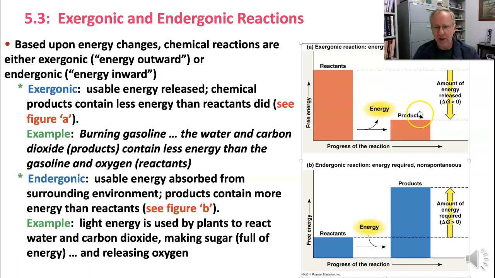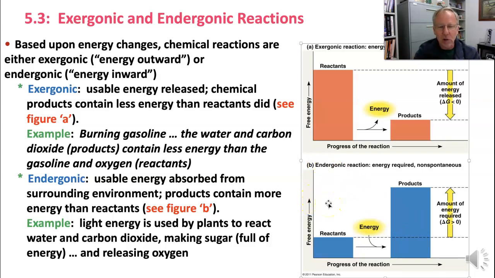So that's exergonic. The bottom figure is showing you an endergonic reaction. Check it out on the left. The reactants have very little energy in them. Then energy is input into the molecules, and the chemical products that result at the end of the reaction have more energy in their chemical bonds than the reactants did. Anytime that happens, we're dealing with an endergonic reaction.